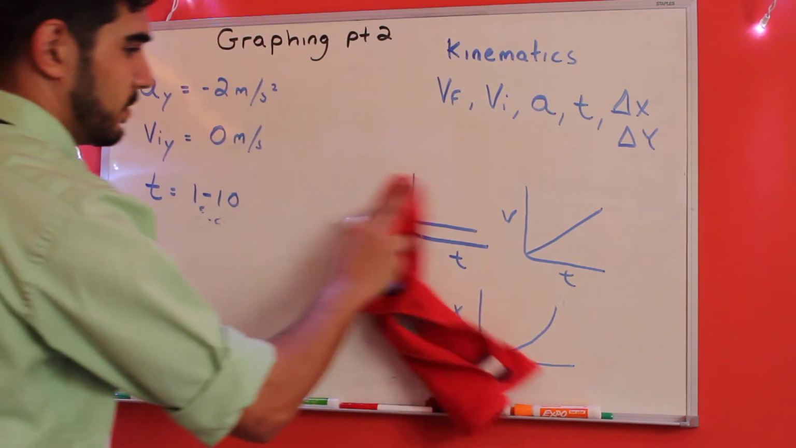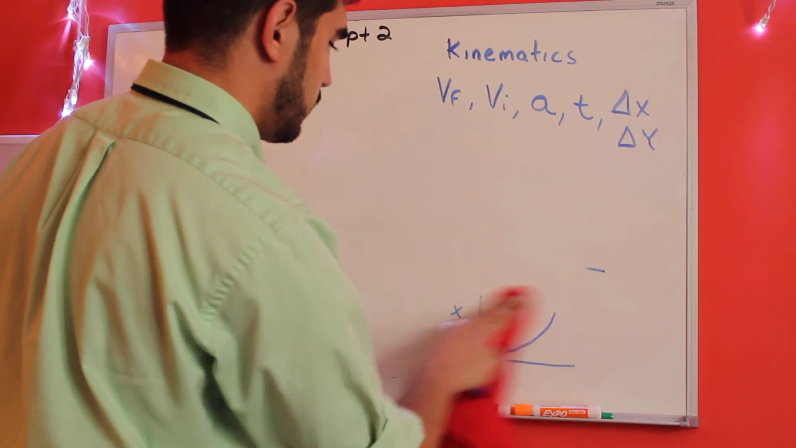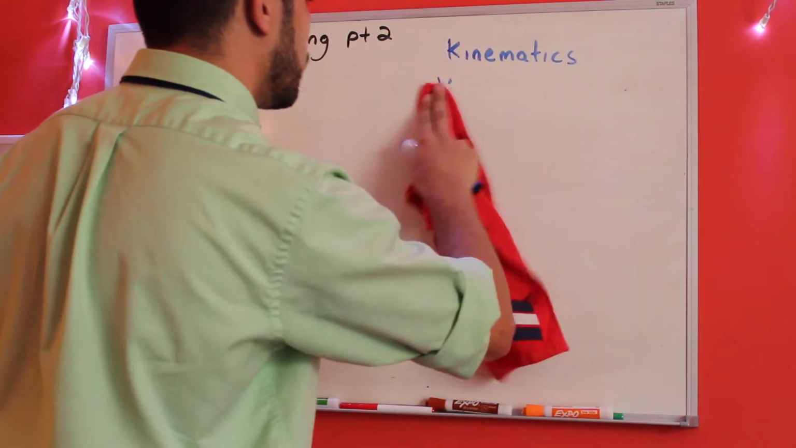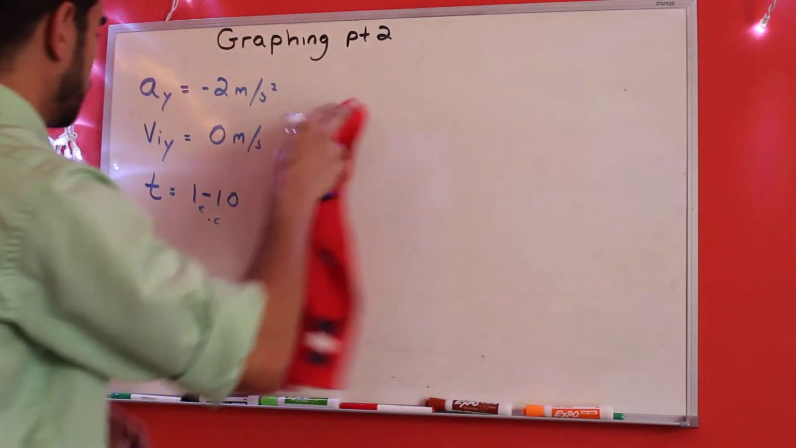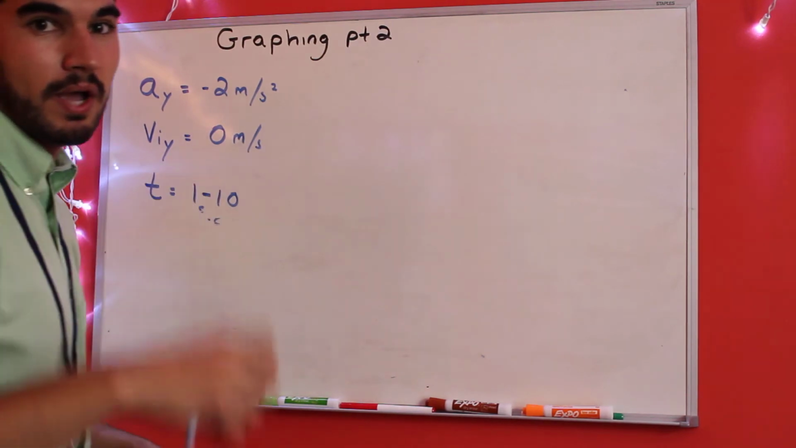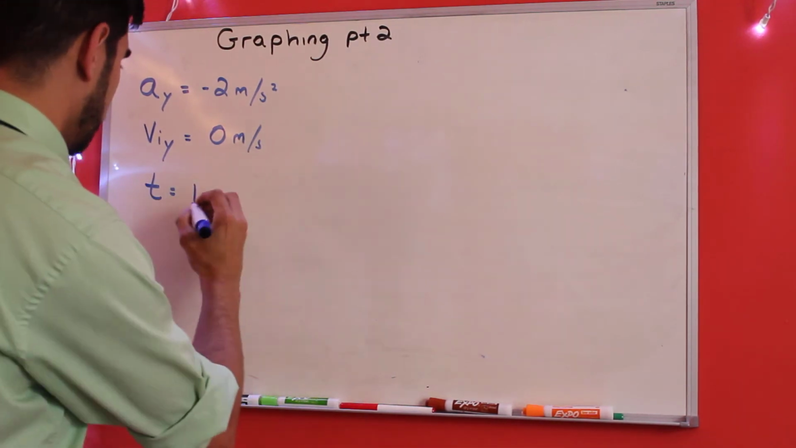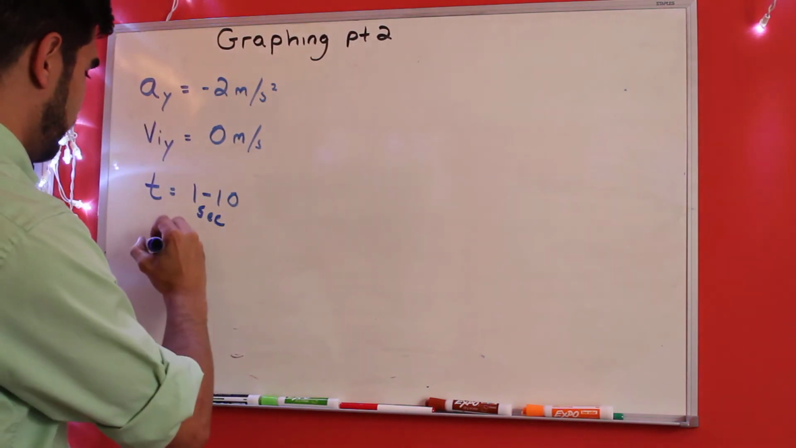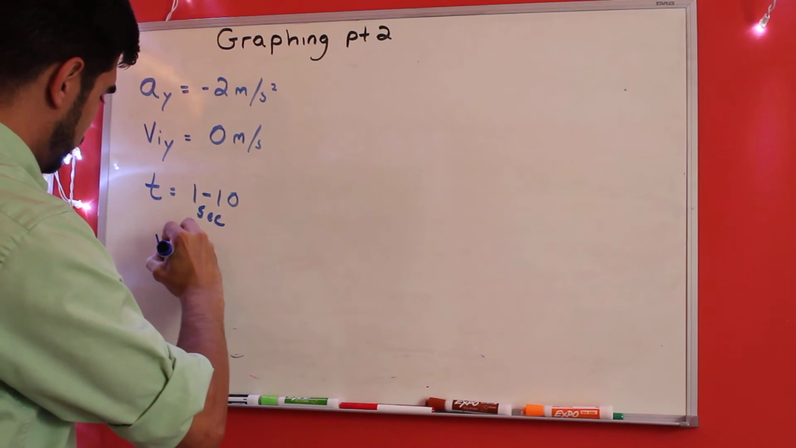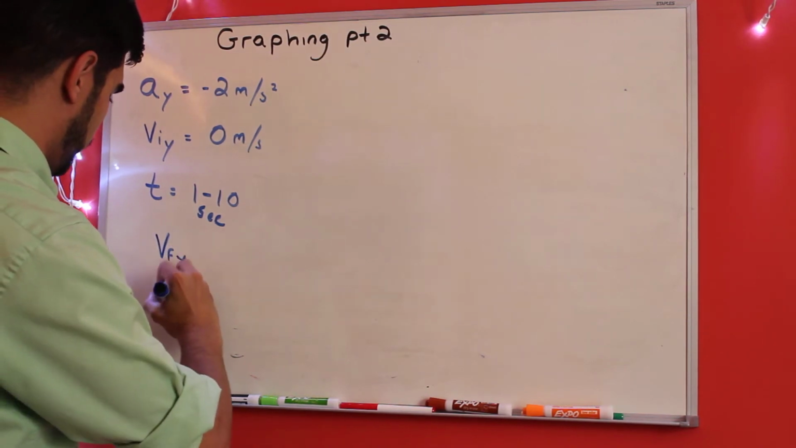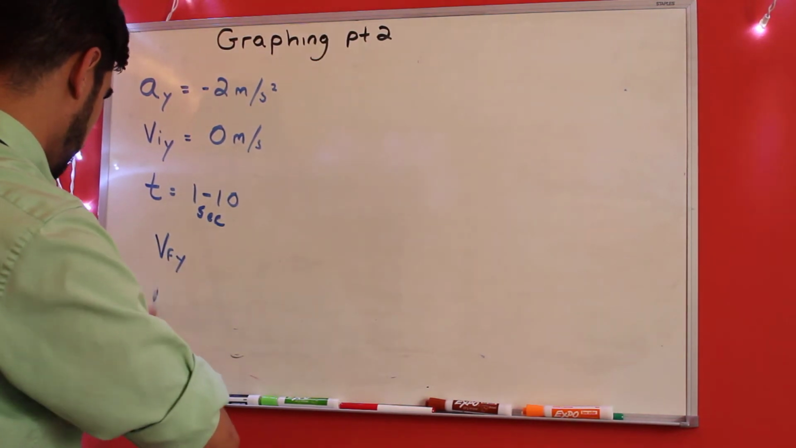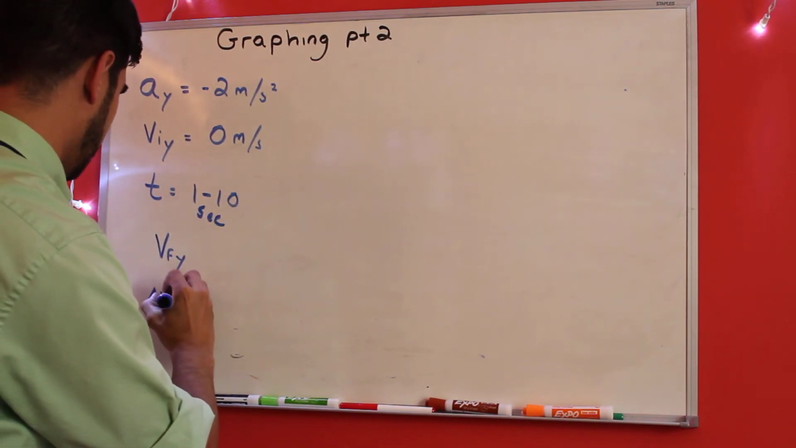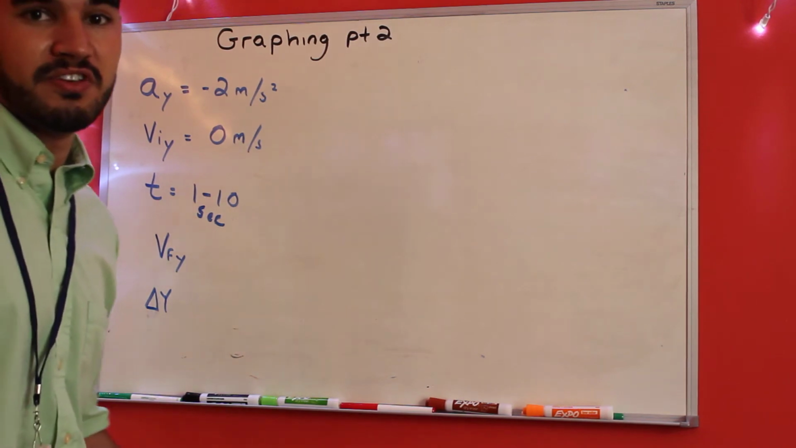Now, I'm going to just erase the board for a second. Okay. So we have aY, we have viY, we have t in seconds. Then we're looking for vF, and we're looking for delta Y.